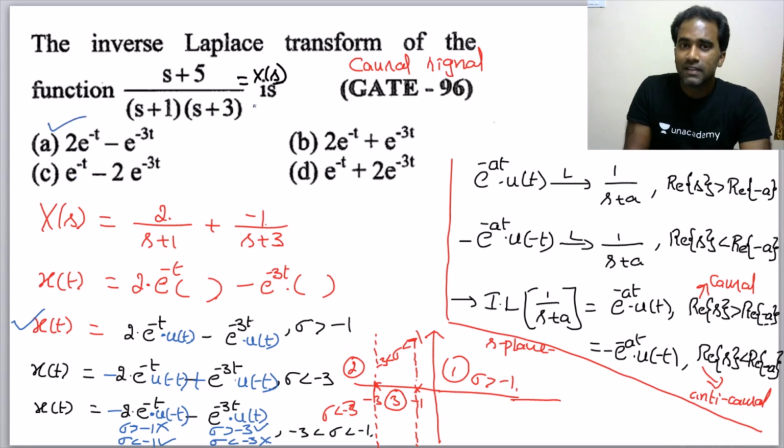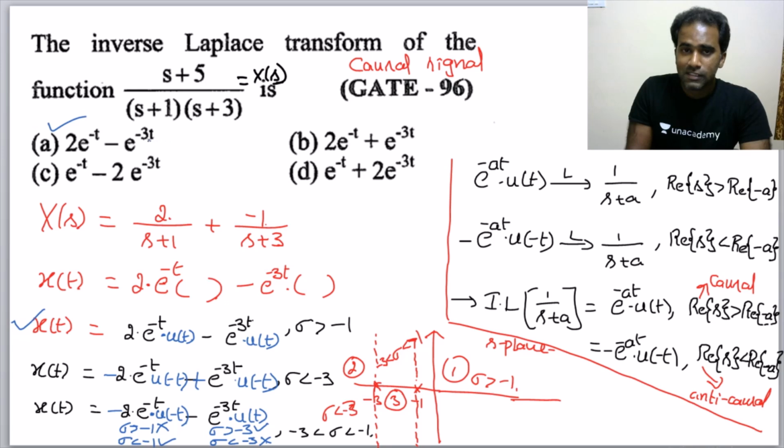Whenever they have not given ROC, we have to assume that it is a unilateral Laplace transform. For a unilateral Laplace transform, the default assumption is that it is a causal signal and the ROC is also always right-sided. That's why they don't mention ROC for unilateral Laplace transform. So whenever they don't mention ROC, you assume that a unilateral Laplace transform is given and it is a causal signal.